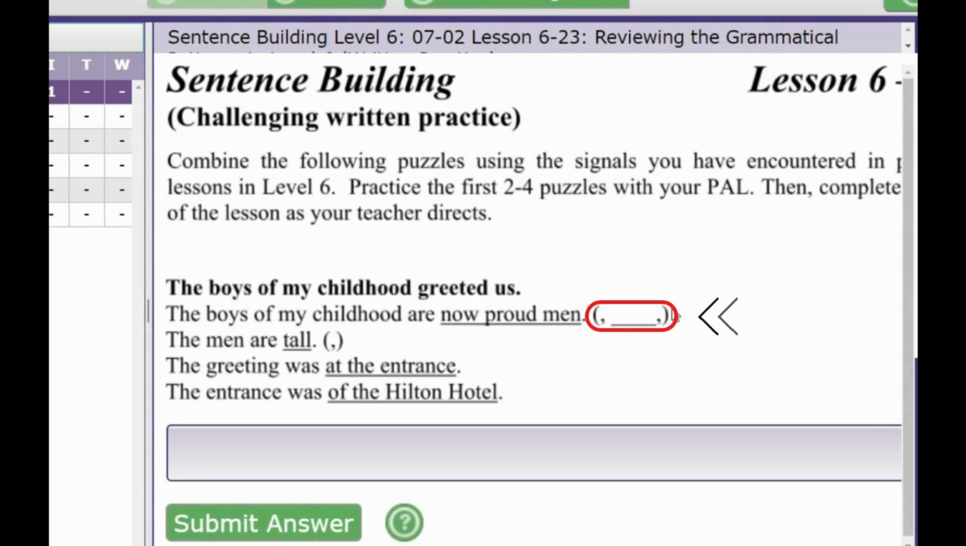The first signal is something new for us to try. Take the underlined phrase, now proud men, and insert it in the blank between the 2 commas of the signal in parentheses. We will insert this phrase, now surrounded by commas, into the base sentence immediately after the noun it describes. In this example, we are describing the boys of my childhood, so we will insert the signal immediately after the word childhood. Now that we've used the underlined phrase from that signal sentence, we can delete the rest of the words in the sentence.